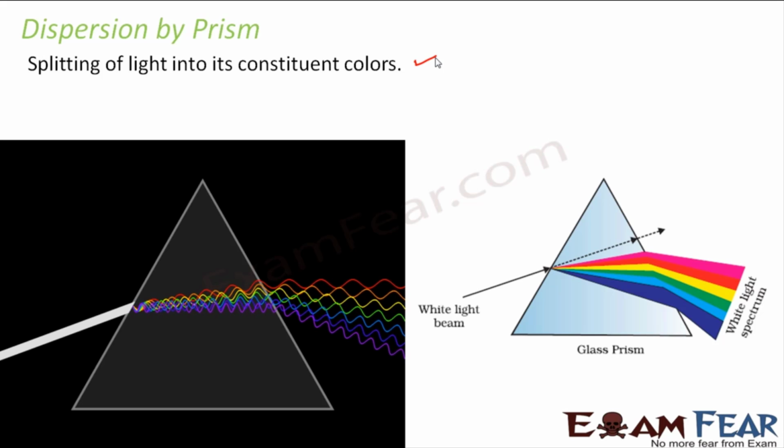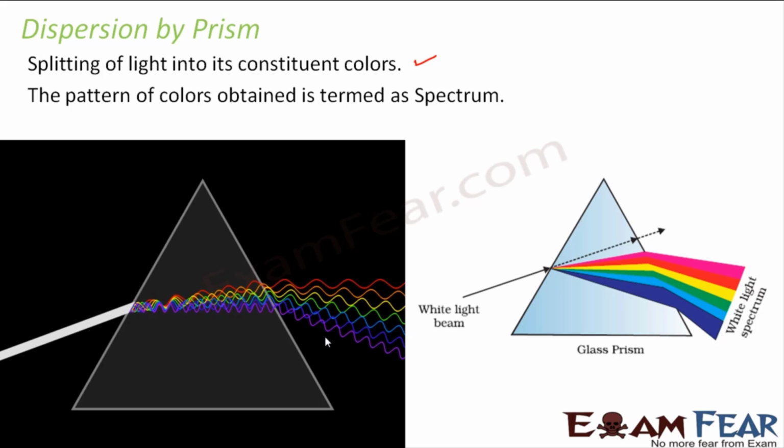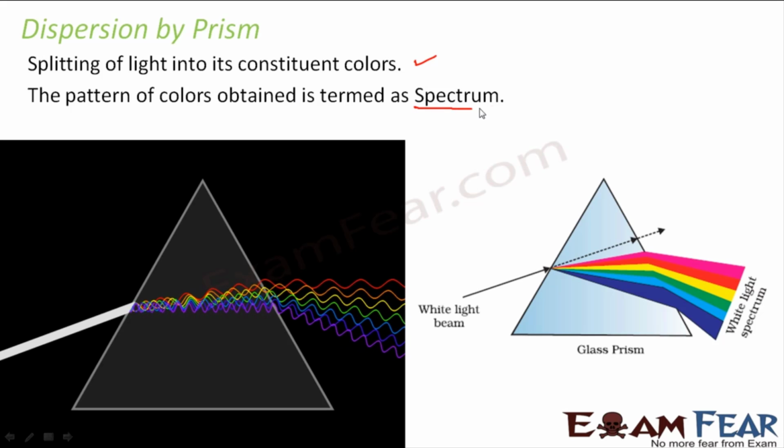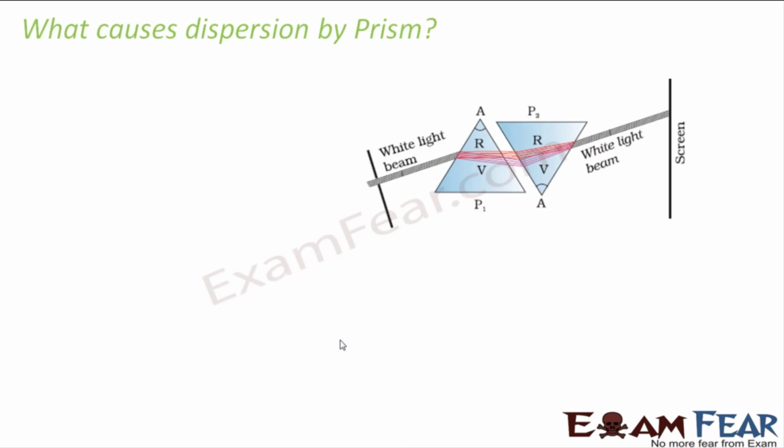So whenever you pass white light through a prism, it gets dispersed into its constituent colors, and this is known as dispersion by prism. Here in this figure, you can see that as white light enters inside a prism, all its constituent colors come out from the other end of the prism. The pattern of colors obtained is known as spectrum. So this pattern of all the 7 colors is known as the spectrum. Right? So now the question is, what causes dispersion by prism?